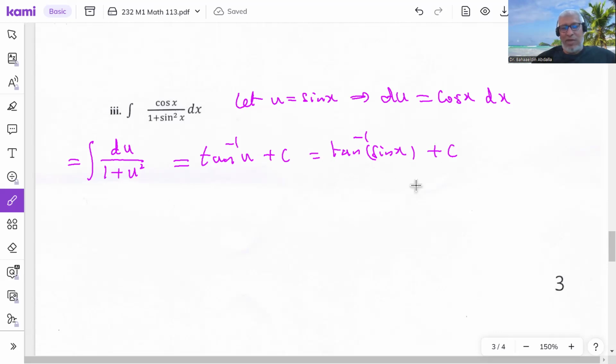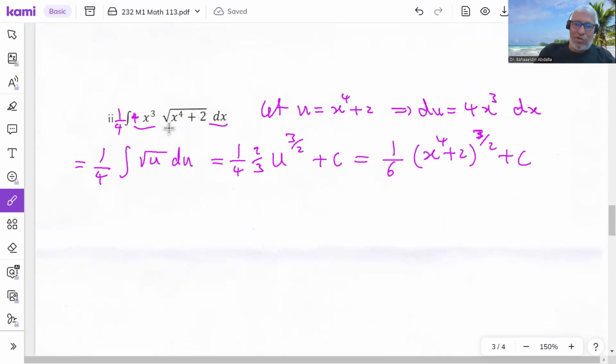What is the derivative of tan inverse u? Here we have 1 over 1 plus u squared times the derivative of u. So it would be 1 over 1 plus sine squared x times the derivative of sine, which is cosine, and the derivative of c is 0. So you will get really this function, so our answer is correct.